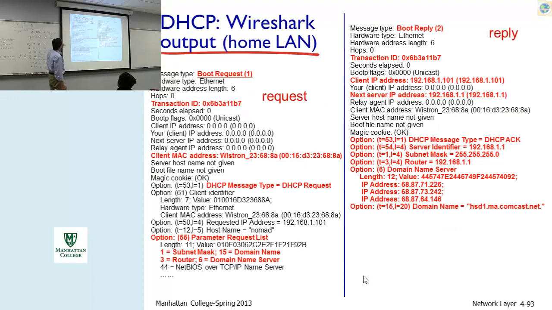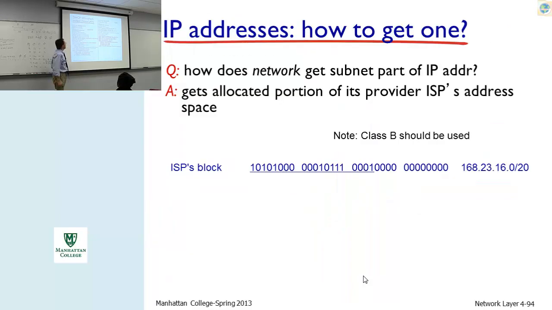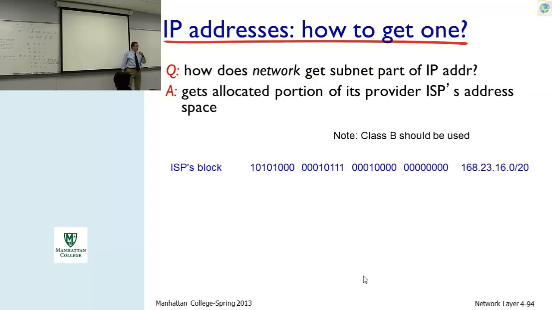And here is a Wireshark dump of what you have seen. You can follow it. It's not difficult. Any question? Clear? Okay. So that is how we get an IP address for your machine.